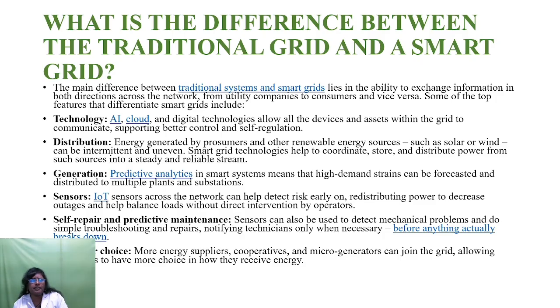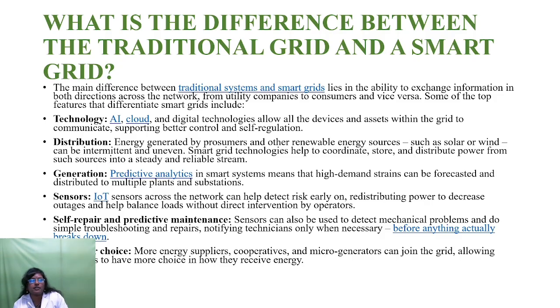So the smart grid technology helps to coordinate, store and distribute the power from generating stations to the reliable side and the consumers. Next, third is generation. Predictive analysis in the smart system can be helpful: high demand strains can be forecasted and distributed to multiple power plants and the substations.